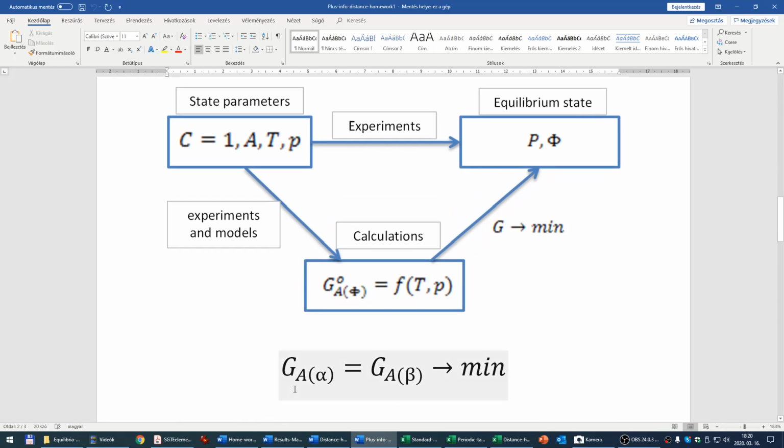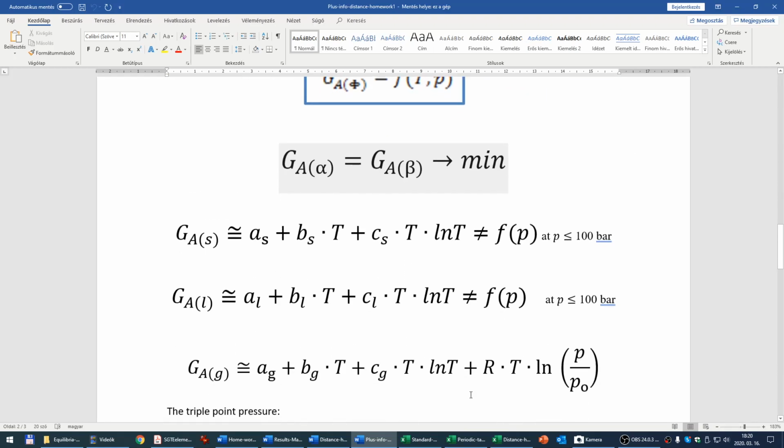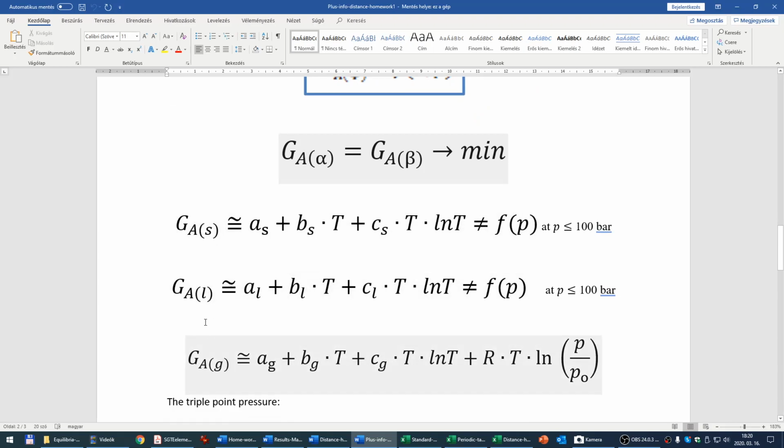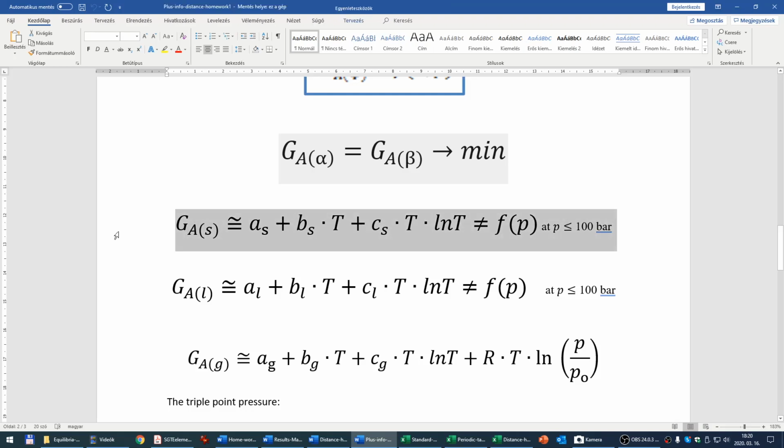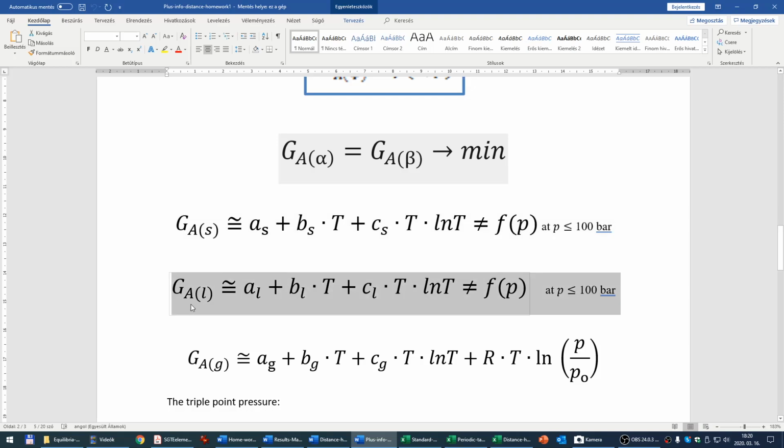In this case, we need only this equation for component A, and for the three phases, solid, liquid and gas, we have similar equations. For the molar Gibbs energy of component A in a solid state, we usually have three semi-empirical constants, A, B, C, as function of temperature, and below 100 bar of pressure, this quantity is not pressure dependent. Similarly, for component A in the liquid state, we have A, B, C, semi-empirical constants function of T, describing its molar Gibbs energy, and below 100 bar, it is not pressure dependent. Obviously, AL and AS are different semi-empirical parameters.